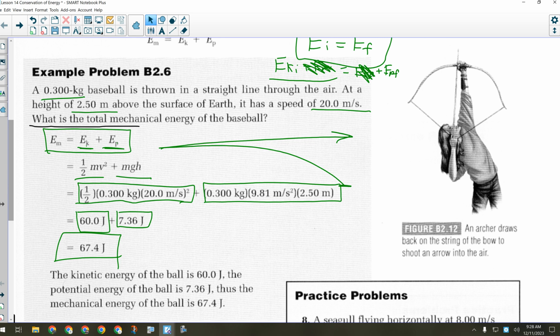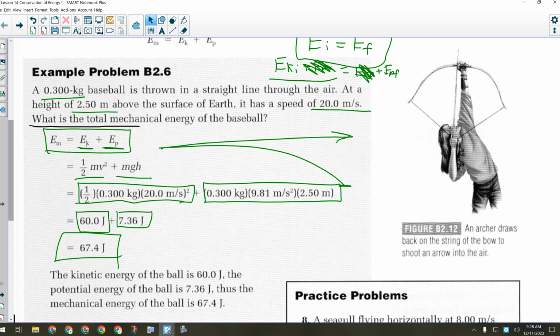Okay, what about the instant before it hits the ground? 67.4 joules. Yeah, so how much does it have the instant it hits the ground before it starts to slow down? Like it just touches the ground? 67.4 joules. The law of conservation of energy says that the amount of energy that thing has at any point is not going to change if there's no work being done. Okay, so once that ball is thrown, it's got 67.4 joules worth of energy, and that number will not change.